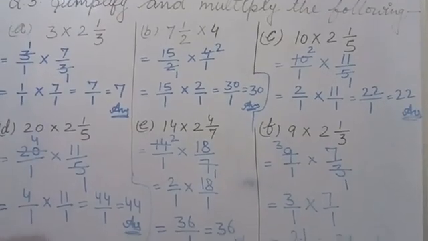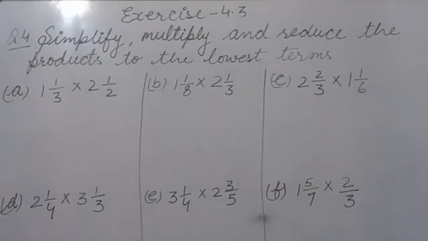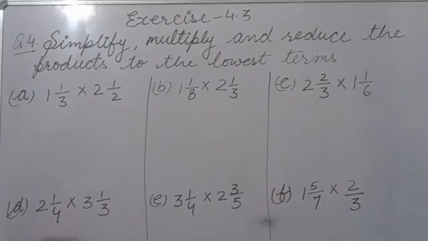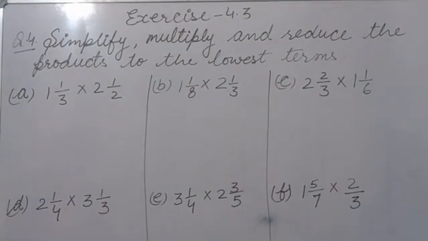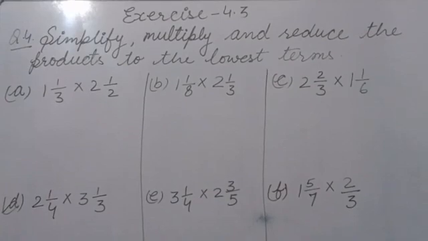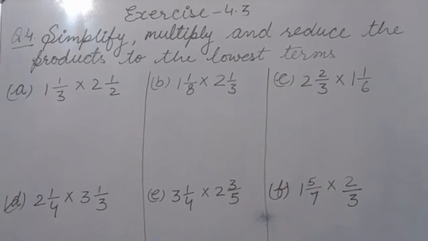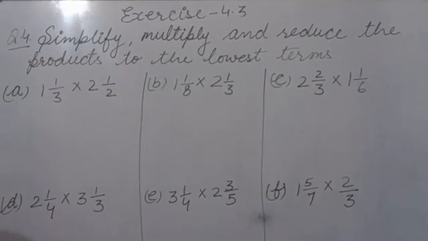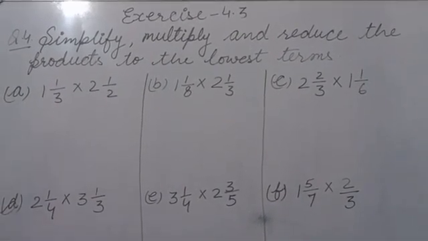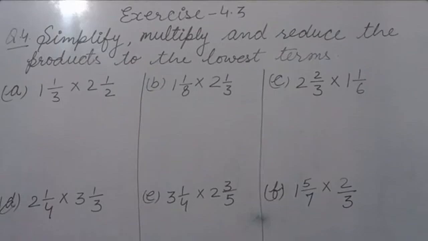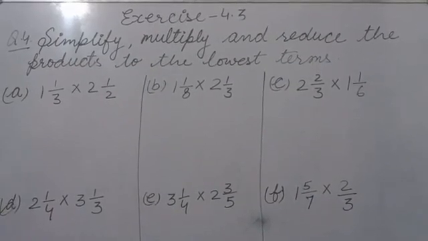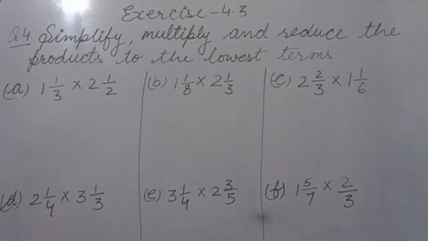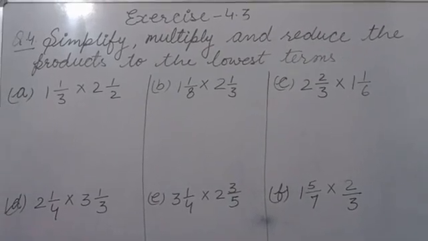Now question number 4. Simplify, multiply and reduce the product to the lowest terms. Firstly you have to simplify, like question number 3. Means if numerator and denominator cancel by any number, we cancel. And after that we will multiply. And after multiplication, if that is an improper fraction, we reduce it to the lowest term.